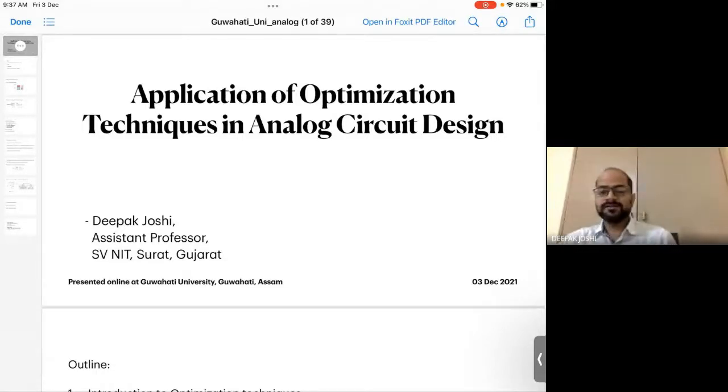So how will the designer react to all these specifications? First of all, he will have to choose the topology. Let us say some system demands this much amplification and allows this much noise figure. Accordingly, they will have to choose the topology of the circuit which is best suited for this design, and then he will size the circuit.